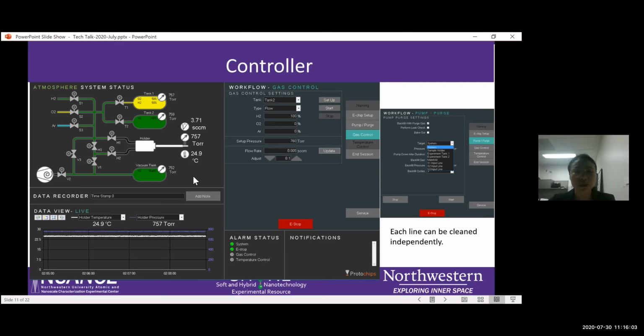This area monitors the flow rate, the pressure, and also the temperature of the holder tip. And in the data view area, you can look live at your pressure, your flow rate, and your temperature.